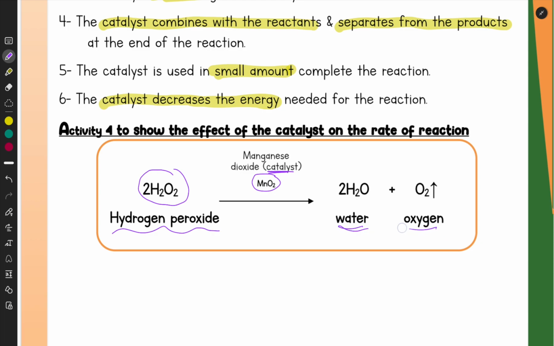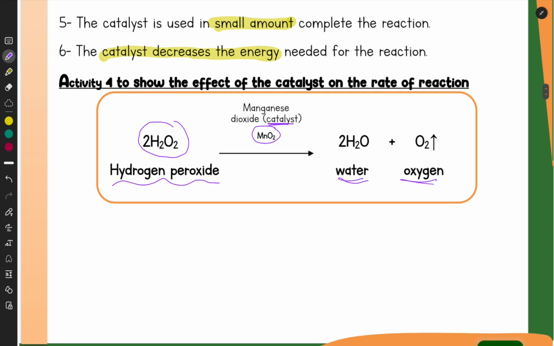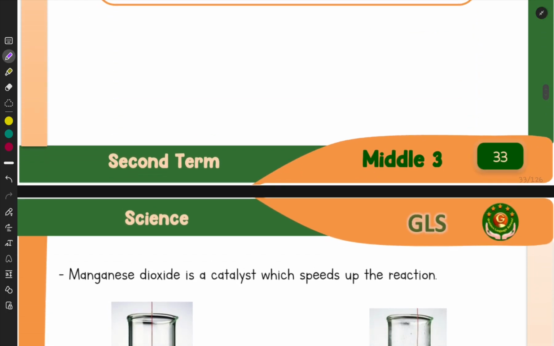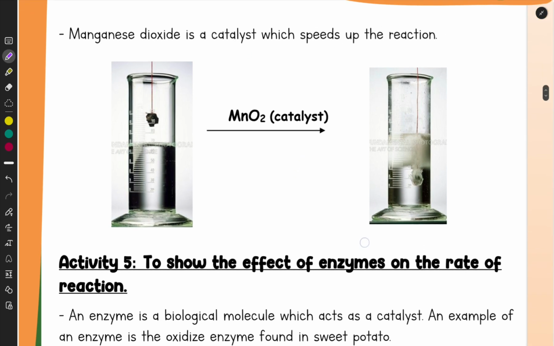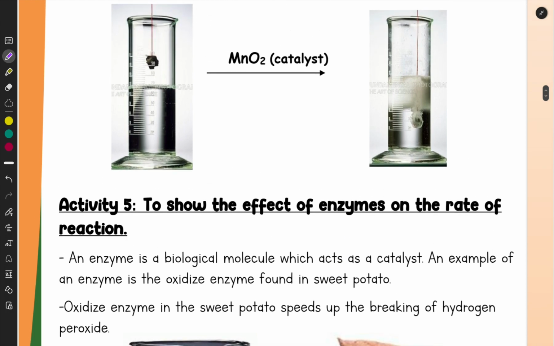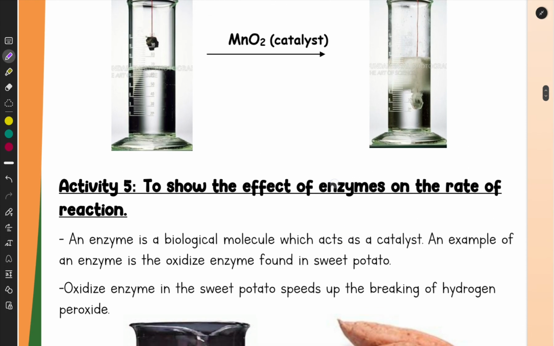This will produce water and oxygen. So the catalyst began to dissociate or take the oxygen out from the hydrogen peroxide. The catalyst here is manganese dioxide, which speeds up the reaction. It doesn't change at all, it just speeds up the chemical reaction.